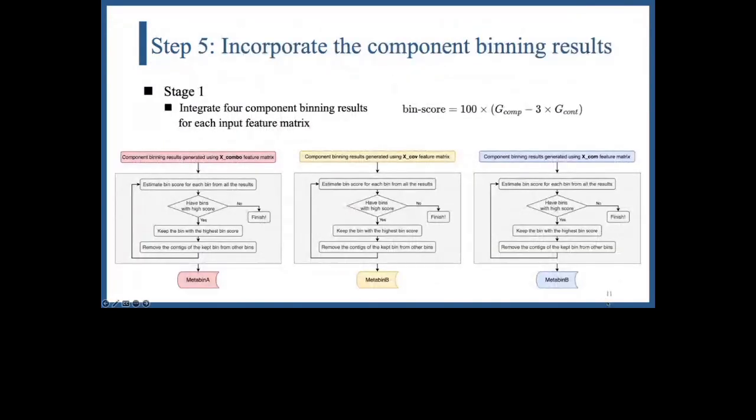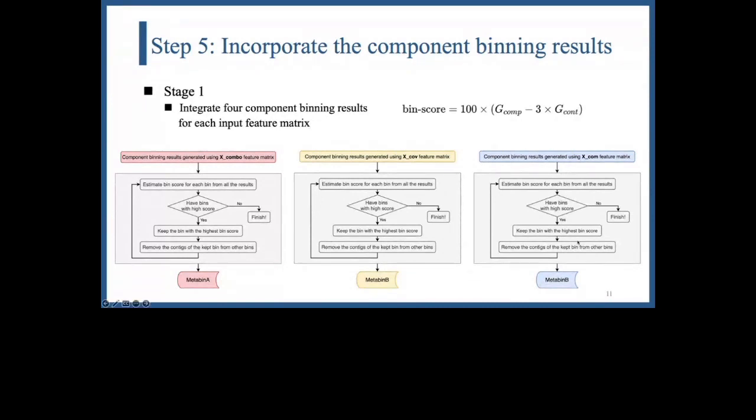To efficiently integrate component binning results, and considering that the quality of binning results obtained from different feature matches may vary significantly, we designed a 2-stage integration module based on Unit M and MetaWeb. In the first stage, we separately integrate the 4 component binning results generated in step 4 for each feature metric.